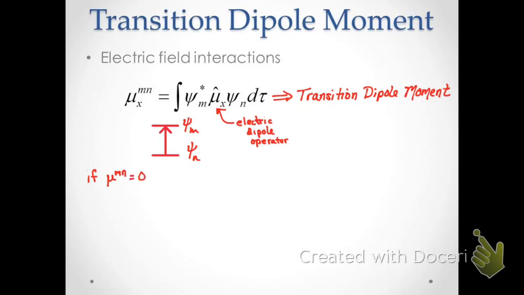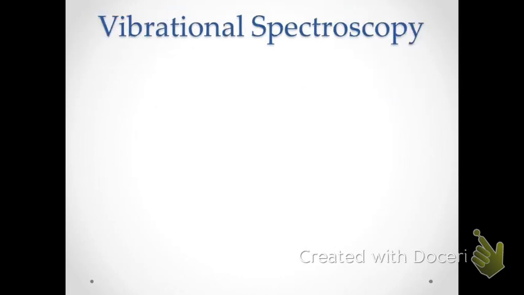Now, if you do a calculation and you find that this transition dipole moment is equal to 0, that means the transition is what we call forbidden, and it will not occur. So this leads to something called selection rules associated with transitions for different types of spectroscopies. And again, we're talking about vibrations here, so we're going to take a look at the transitions between vibrational levels.